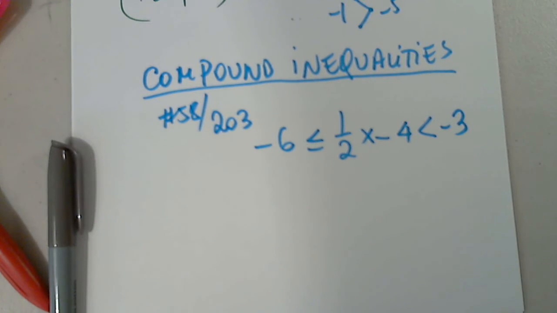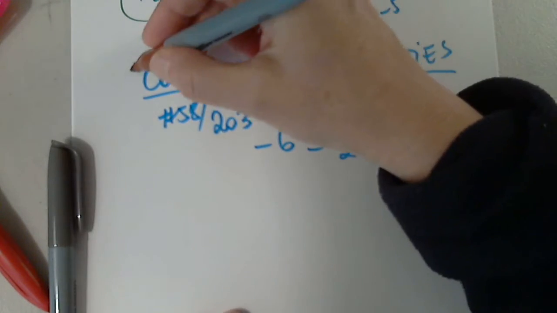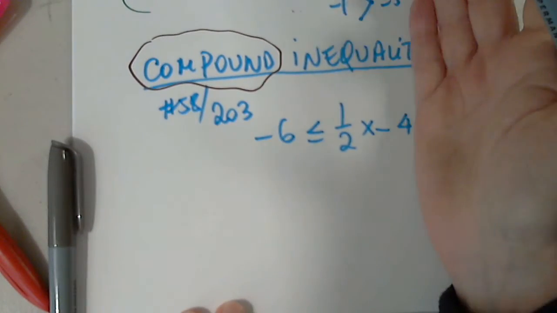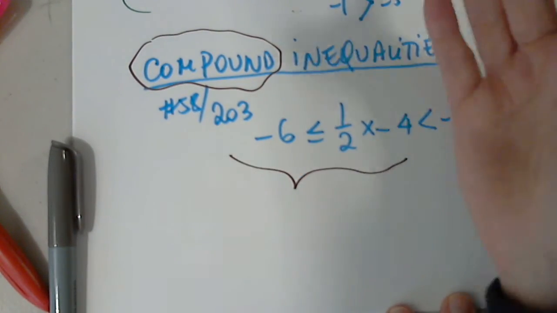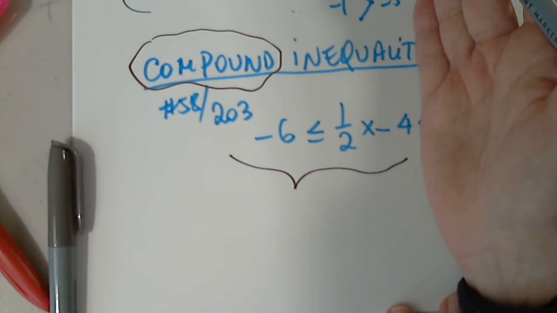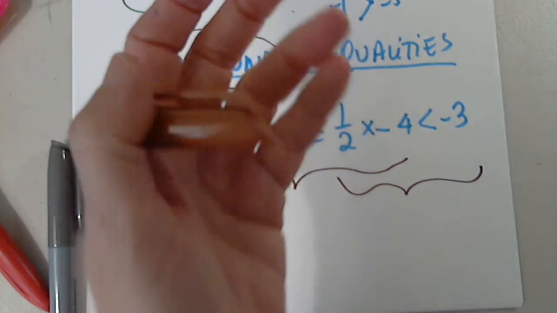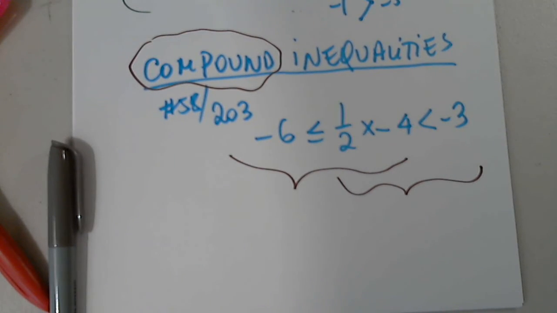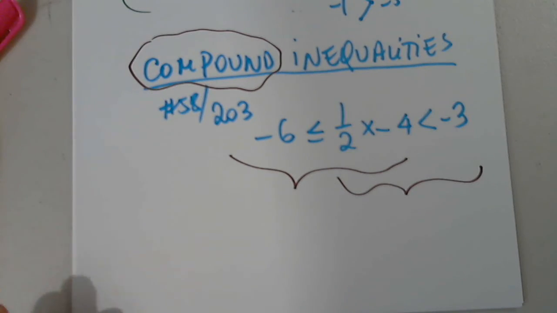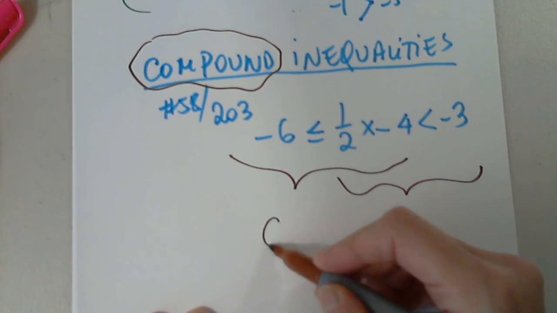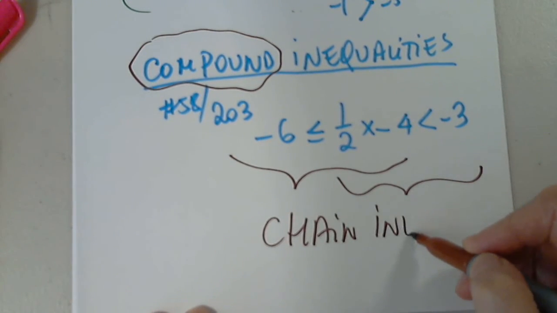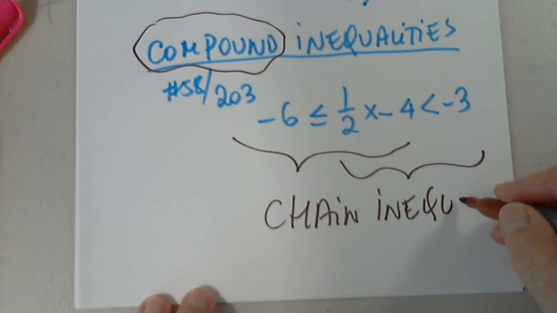Why is this called compound? Why is it compound inequality? Because as you see, I have one inequality here, and I have one inequality here. A simple inequality cannot have two inequality symbols, right? We are not going to separate them into two inequalities because they are like a chain inequality or chain inequalities.